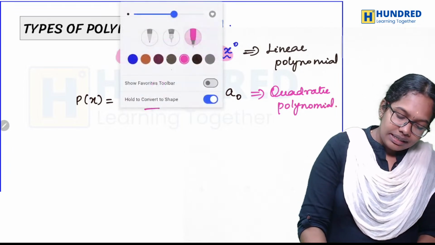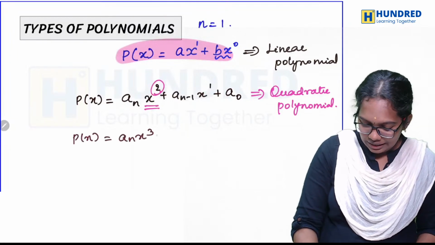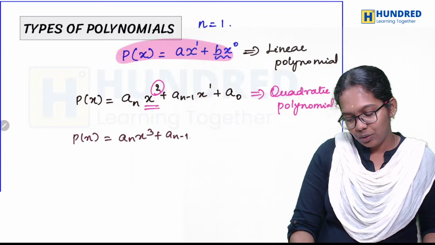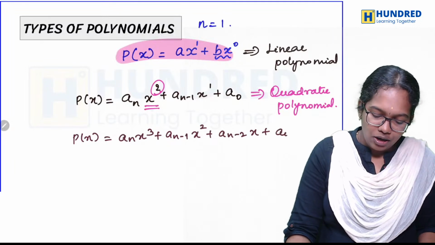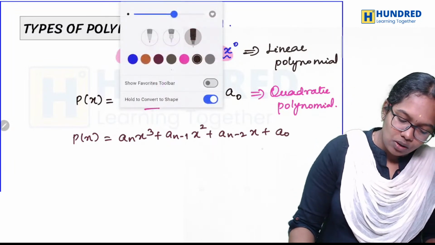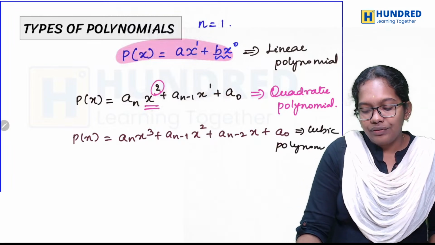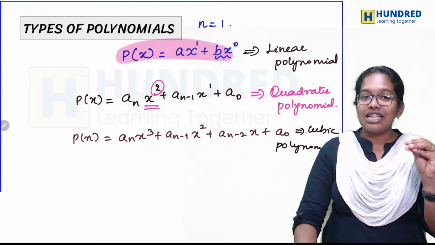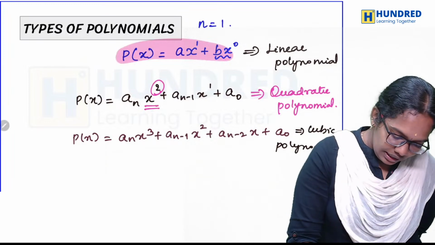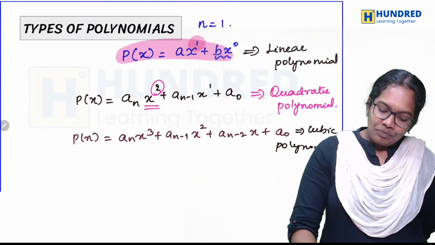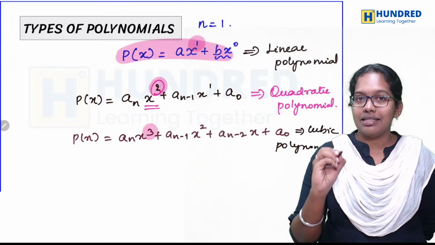Okay, so then see here p of x, when we substitute n is equal to 3, that is a n minus 1 into x square plus a n minus 2 into x plus a naught. This is called as a cubic polynomial. Okay, so in each and every polynomial there is a difference. What's the difference here? Here the highest power is 1, here the highest power of x is 2, and here the highest power of x is 3, right?